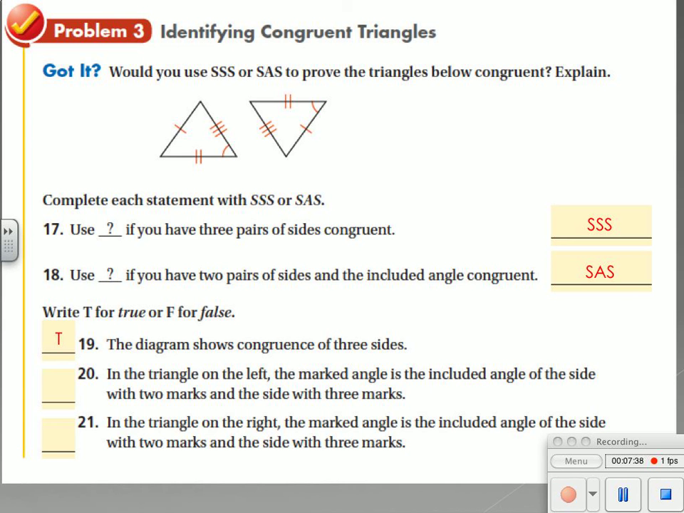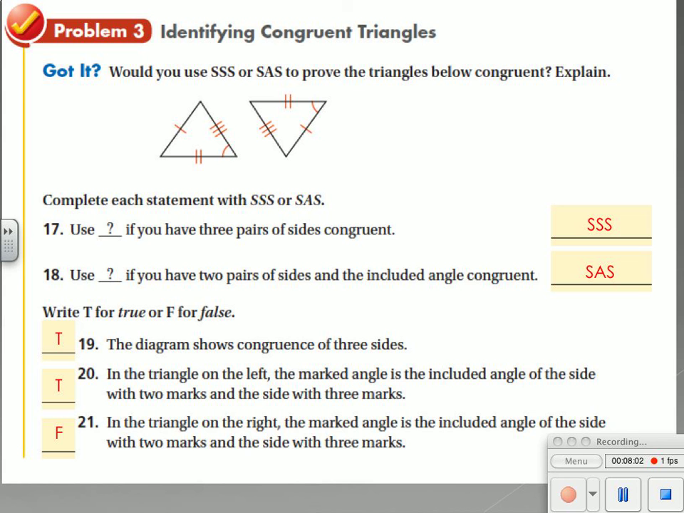The diagram shows congruence of 3 sides. That is a true statement. In the triangle on the left, the marked angle is the included angle of the side with 2 marks and the side with 3 marks. That is a true statement. In the triangle on the right, the marked angle is the included angle of the side with 2 marks and the side with 3 marks.